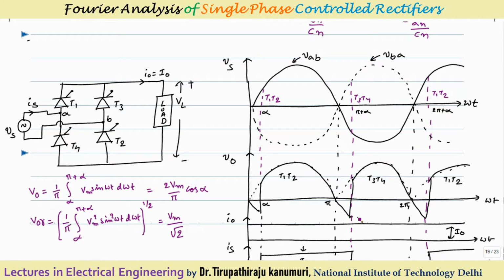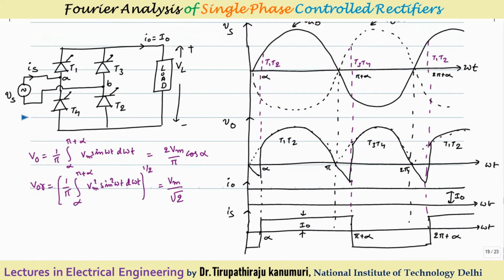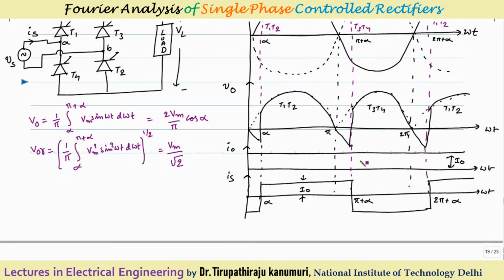Up to what instant it will follow? It will continue up to pi plus alpha. So at pi plus alpha, thyristor T3 and T4 are triggered. When the thyristor T3 and T4 are triggered, you can see this B is connected through thyristor T3 to here, and this A is connected through thyristor T4 to here. That means output voltage will be equal to VBA. What is VBA? VBA is this one. So your output voltage is coming as VBA. So this is because of T3, T4. So like that it will continue. So your output current I am taking as constant.